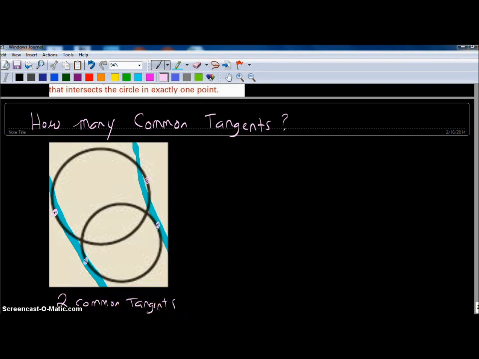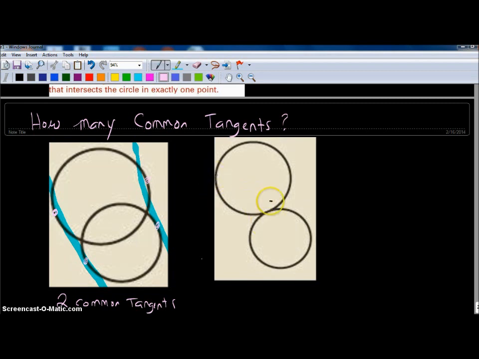Let's try one more. On this one, they're a little bit different. The circles intersect right there, they don't overlap. So here we have a line that would be coming here and there. So we cross right here and right there. It touches both circles one time only, a piece. That's okay. The same for this side, right there and right there.